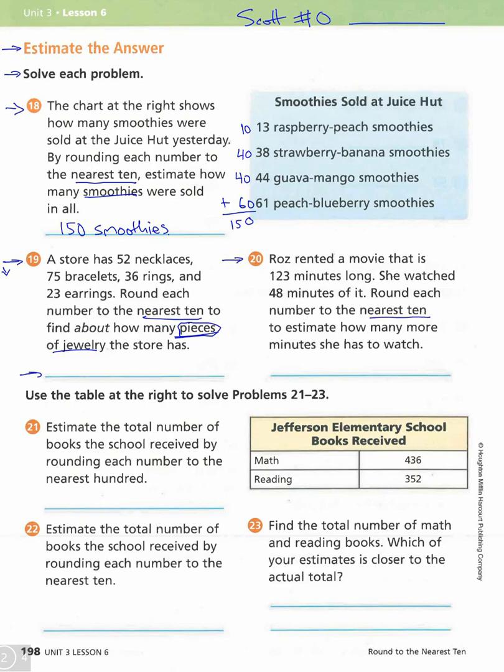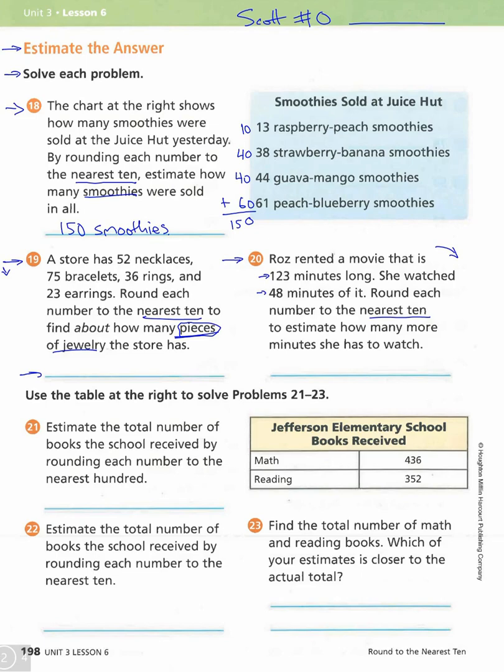We're going to find the difference between how long the movie is and how much of the movie she's watched so far, which means we're going to do some subtraction. So we're going to round 123 and 48, and maybe use the space over here to show me your work.